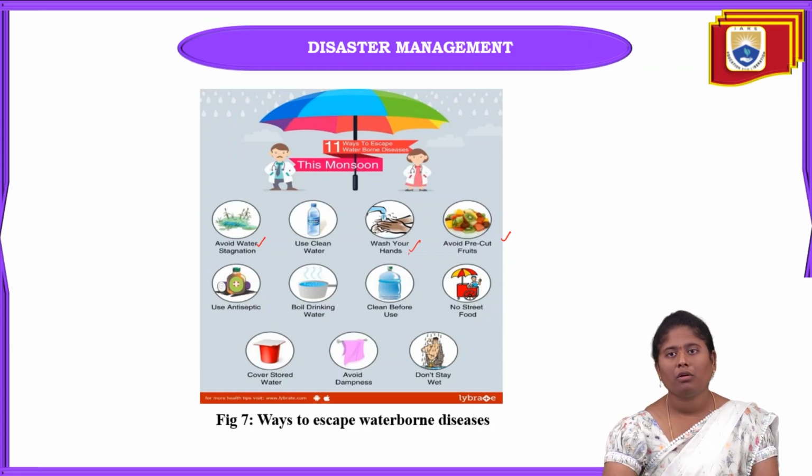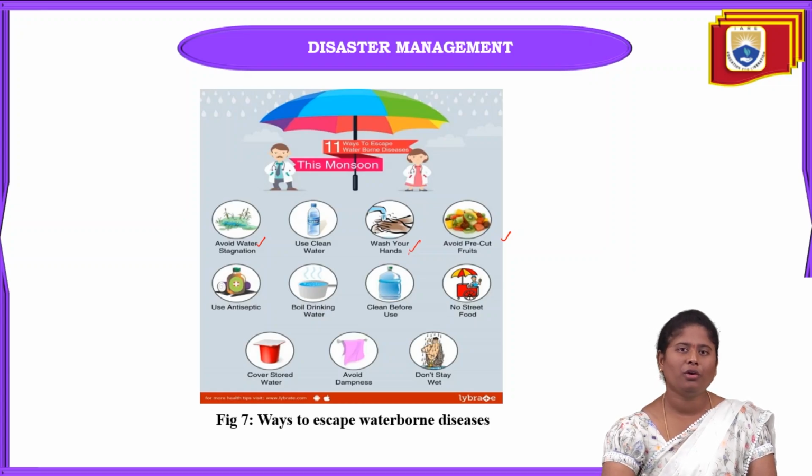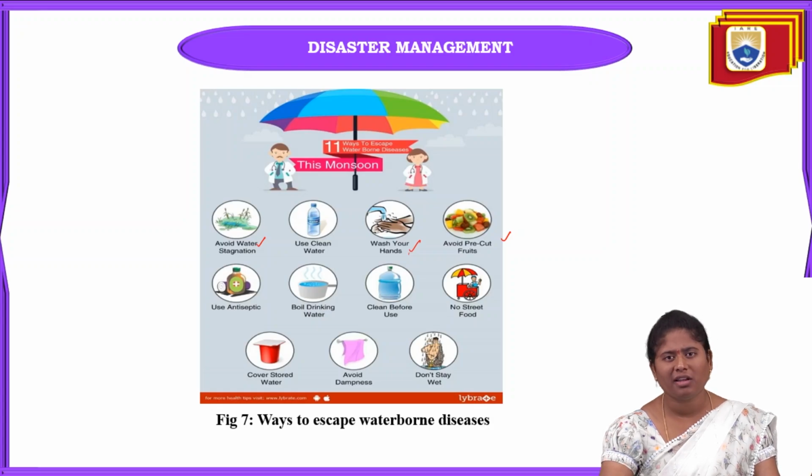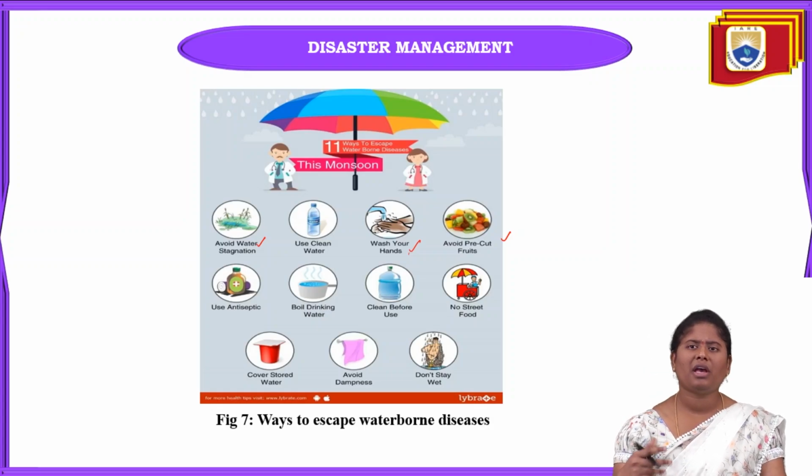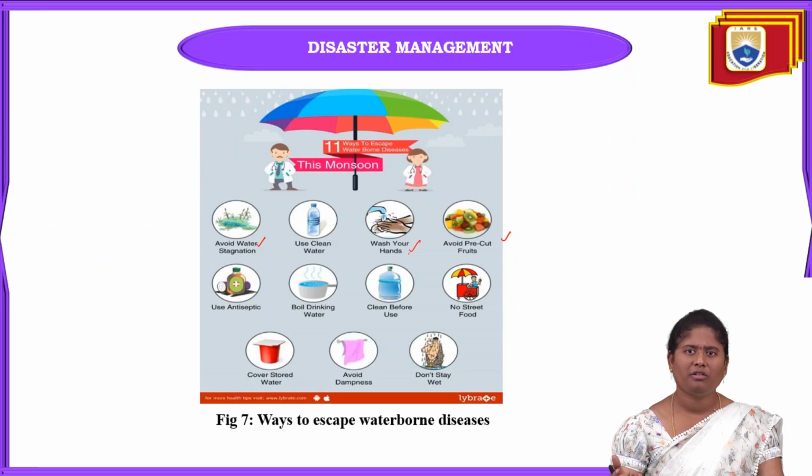And next is no street food. Street food is nothing but food they make on the streets only. There are so many viruses or bacteria that can be there. When we eat from the streets, we are going to get some virus like that. So at this time, without getting these waterborne diseases, we have to be very careful to not eat this street food here.